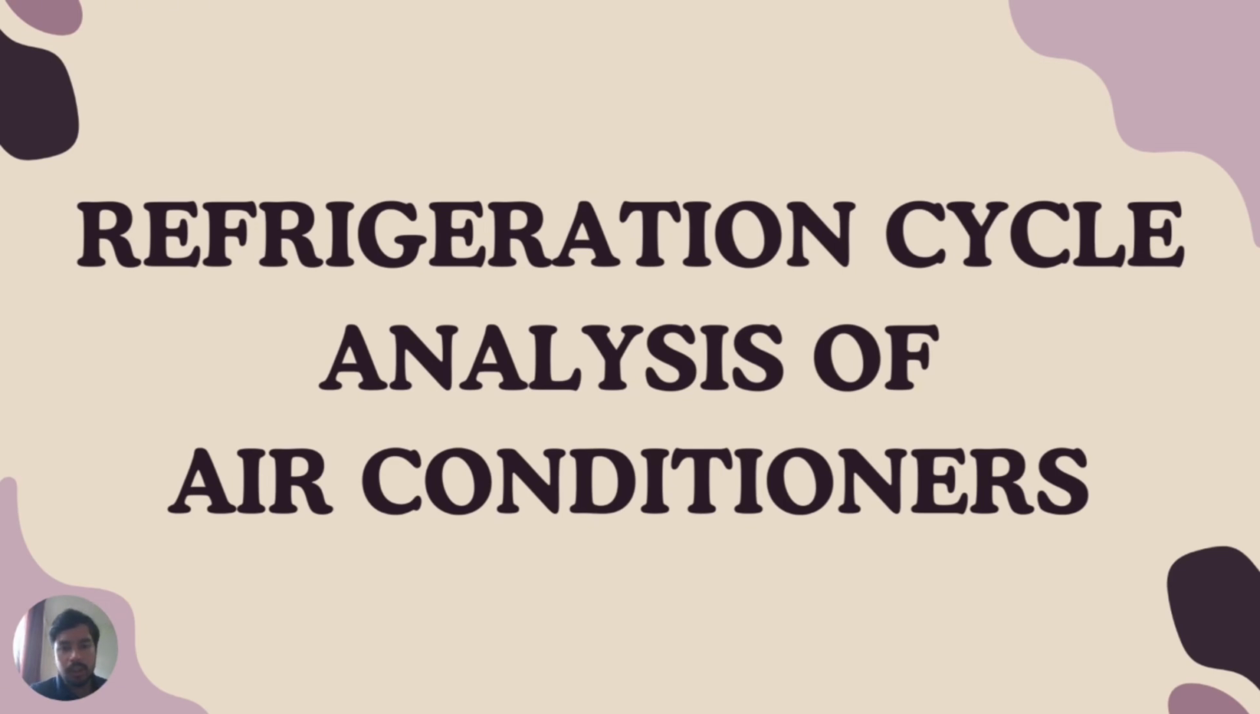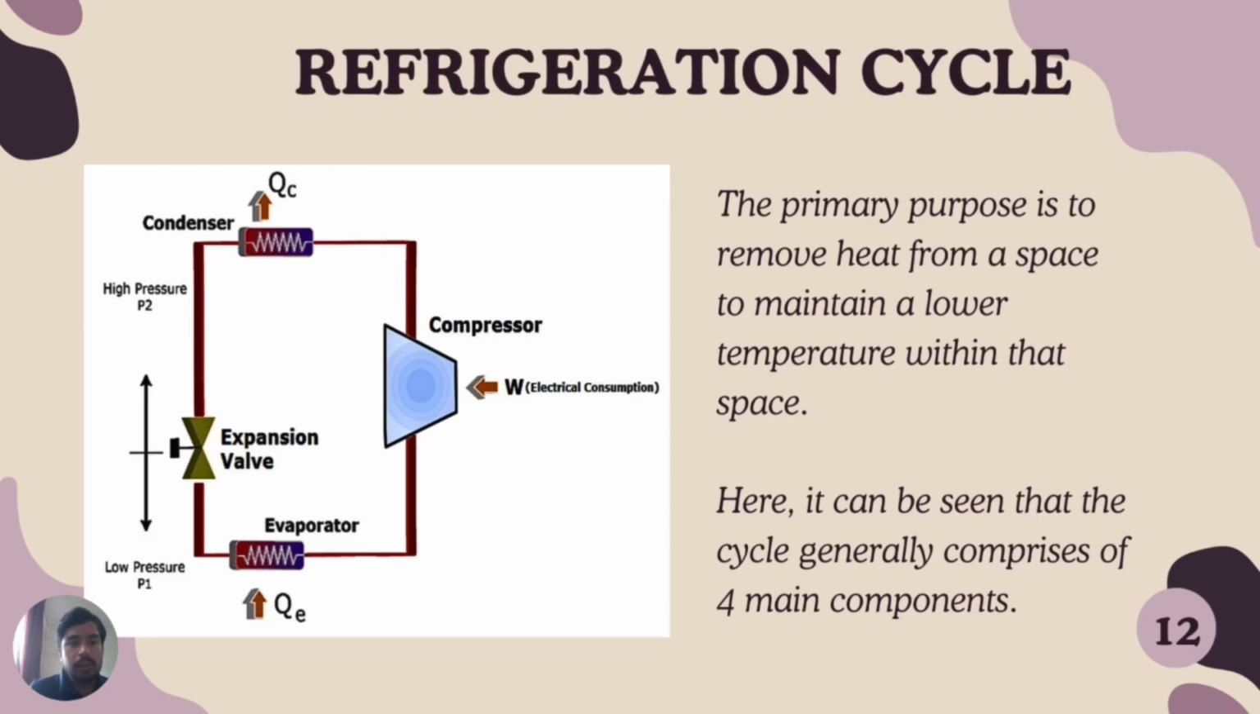Refrigeration cycle analysis of air conditioners. Here we can see a diagram of the refrigeration cycle. The primary purpose is to remove heat from a space to maintain a lower temperature within that space. Here it can be seen that the cycle generally comprises four main components: an evaporator, compressor, condenser, and an expansion valve.